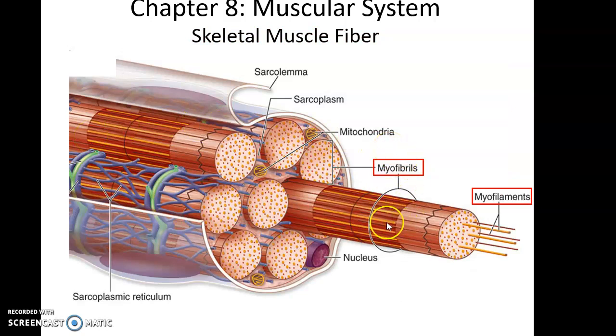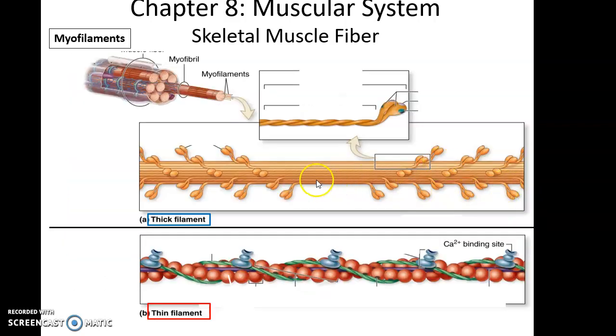All right, here is the myofibrils, again, bundles of protein filaments known as myofilaments. Turns out the myofilaments are made of two kinds of protein filaments. It's made of thick filaments and thin filaments. And it turns out the thick filaments are thicker than the thin filaments.